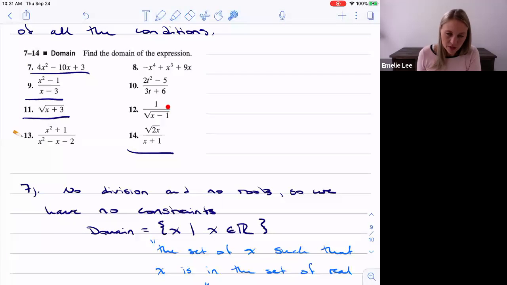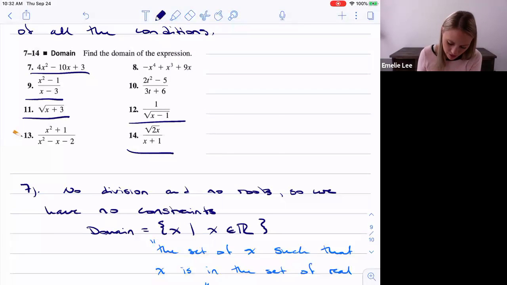So here, number 12, 1 over the square root of x minus 1. So I've got a condition on the x minus 1, right? It can't be negative, but also I can't have the square root of x minus 1 equaling 0, because then I'm dividing by 0, right?